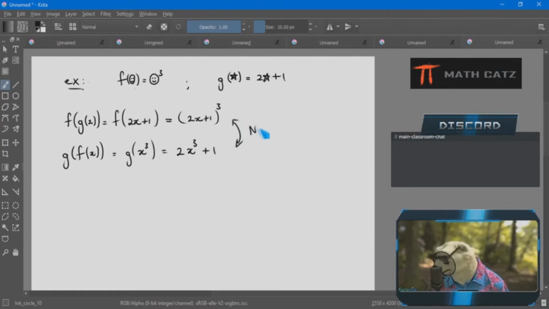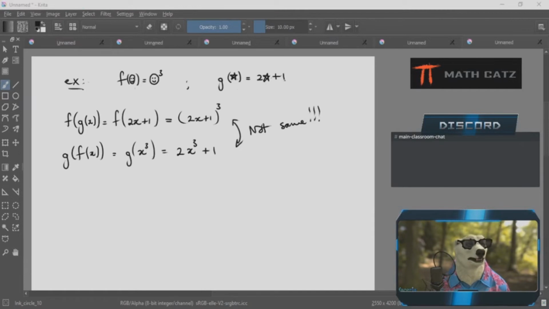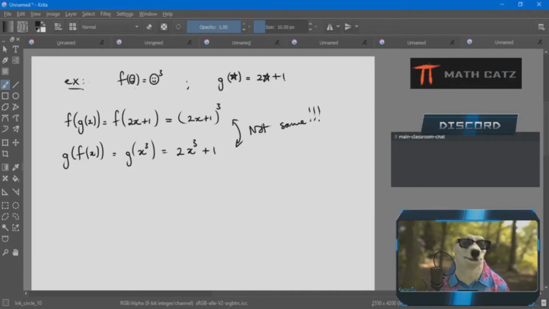Please notice that these are not the same. Now, in rare circumstances, they might be the same, but for most cases, they're just not the same, which tells me the order in which I compose these functions, the order in which I nest these functions inside each other matters a lot. It completely redefines the function. All right.